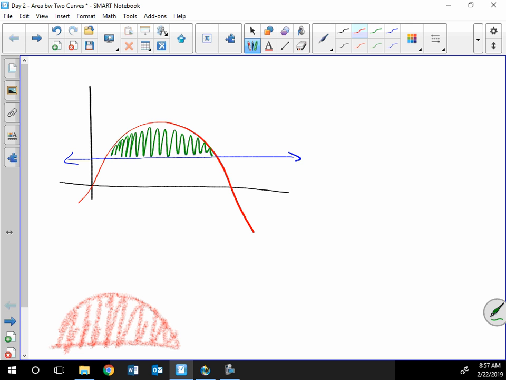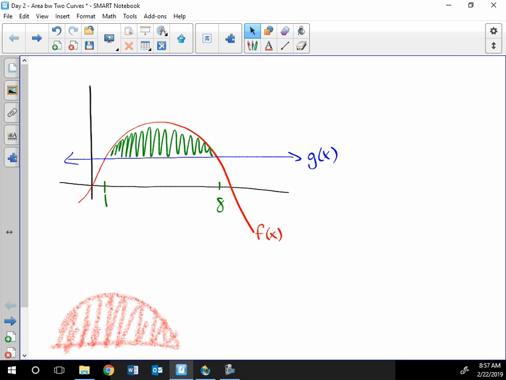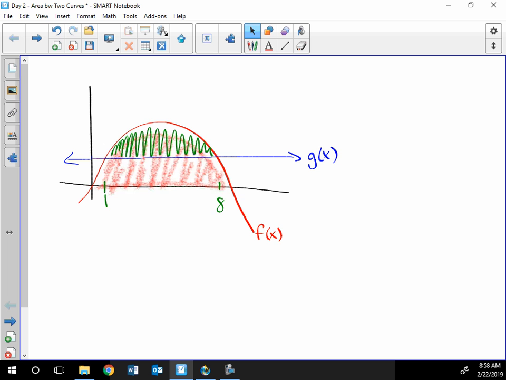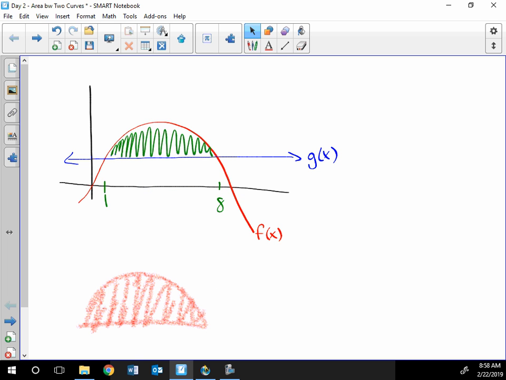Let's just suppose that this is from 1 to 8, and we'll call this f of x and we'll call this g of x. Okay. So instead of getting this entire area underneath, suppose I want only the area between those two curves. I want you to talk with your shoulder partner. How do you think we would do that? How would I get, instead of all the area, just that piece there? Go and take about 30 seconds, talk it over with your shoulder partner somewhere nearby.